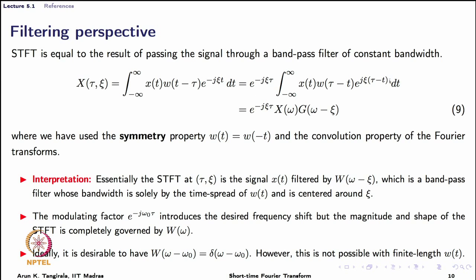Remember that this integral is in the convolution form. It is a convolution of x with the time frequency atom, the time frequency atom being w of t times e to the j z tau. So, it is a convolution of the signal with this w of t times e to the j z tau, and therefore, X of tau comma z is nothing but the product of X of omega times G of omega minus z, times of course e to the minus j z tau.